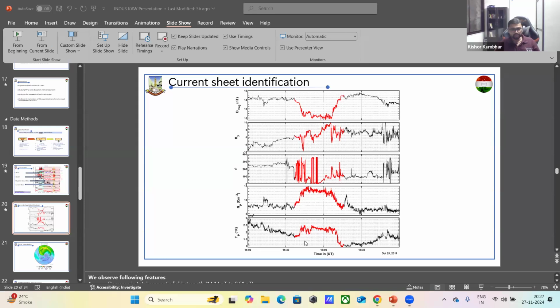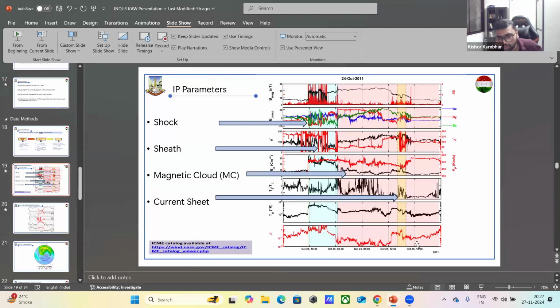And also, I have not mentioned it here, but there is a rise in the plasma beta as well. If I go to the previous slide, here you can see that the plasma beta has increased in this particular region. This suggests that the observed region is basically your current sheet. I think, Sachit, that addresses your question.